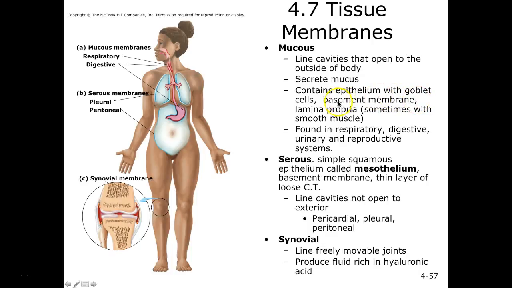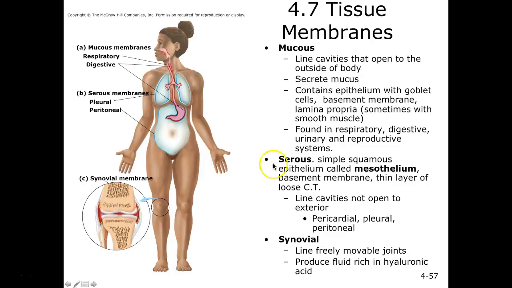Below our epithelium and our goblet cells, we have that basement membrane. And remember, below that, we have the lamina propria, and sometimes it can contain some smooth muscle in there. We'll find these mucous membranes lining the respiratory tract, our digestive tract, and urogenital tract.